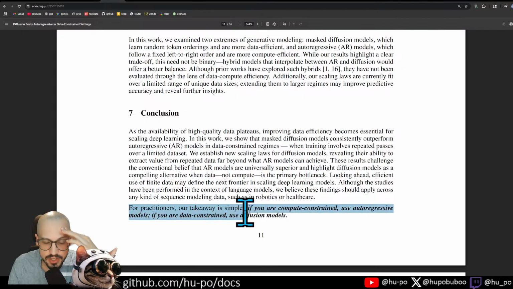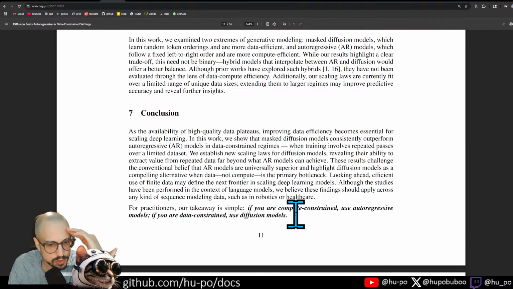For practitioners, our takeaway is simple. If you are compute constrained, use autoregressive models. If you are data constrained, use diffusion models.